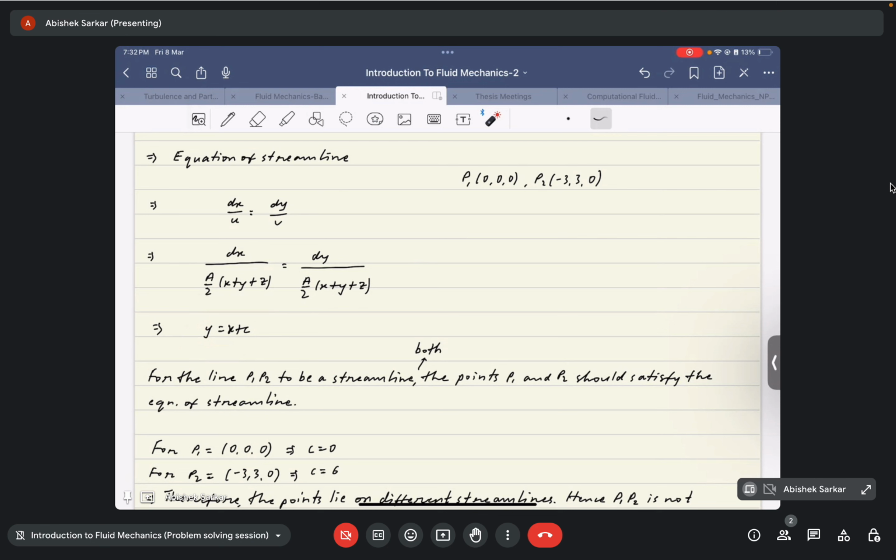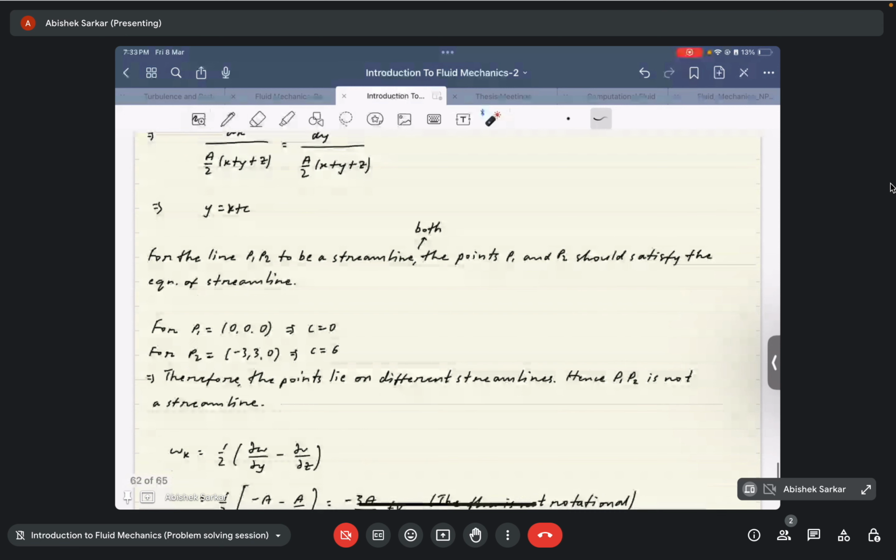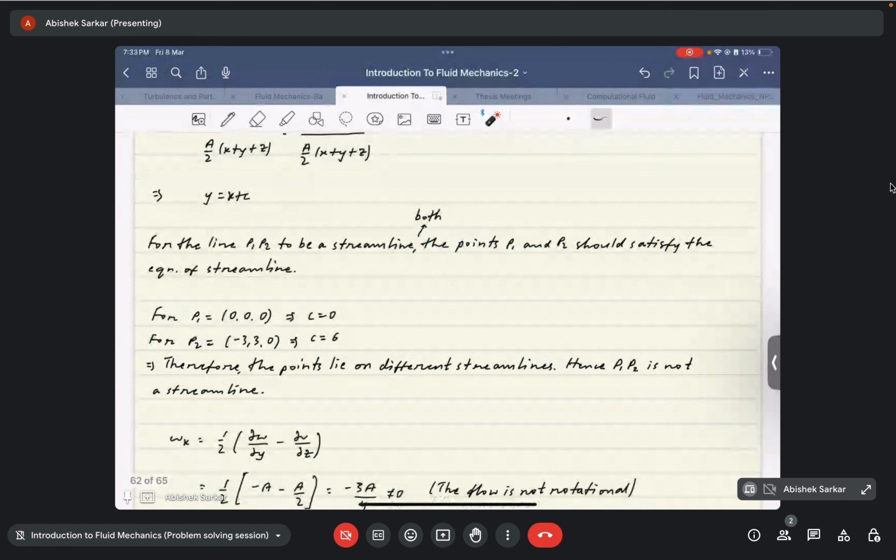Okay, so we'll see that for point P1 equal to (0, 0, 0), we get the value of constant as equal to 0. Okay, so that's fine. But for point P2, if we substitute the value of (minus 3, 3, 0), we'll get that the constant is c equal to 6, and since the value of this constant is different, thus these 2 points do not lie on the same streamline. Okay, so the first statement, that line P1 P2 is a streamline, is not correct because these two points do not lie on the same streamline.